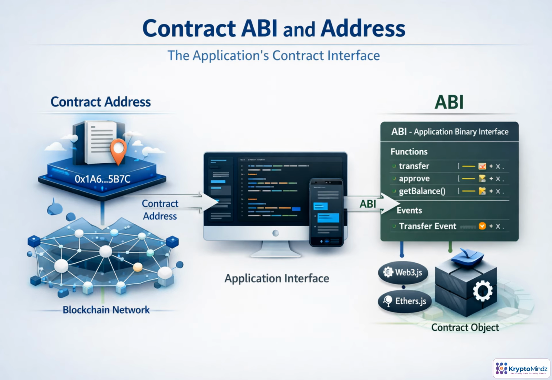A contract object connects your app to a specific deployed contract. The address tells the app which contract to talk to, and that address changes by network. The ABI tells the app what the contract understands: function names, inputs, return values, and events. Libraries like Web3.js or Ethers.js combine both pieces. If either one is wrong, the app may connect to nothing, or call the contract incorrectly.